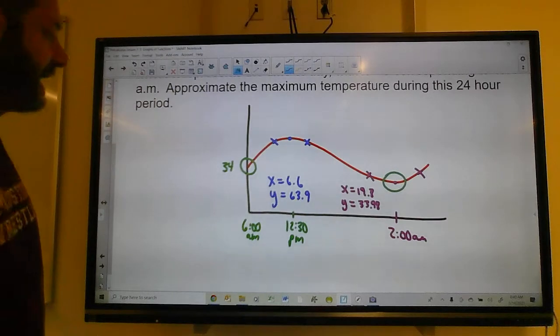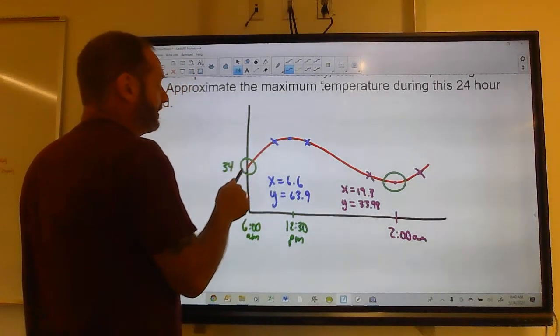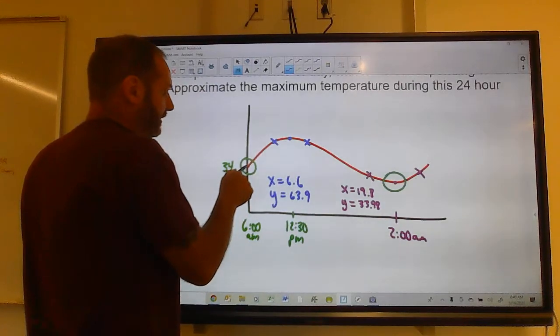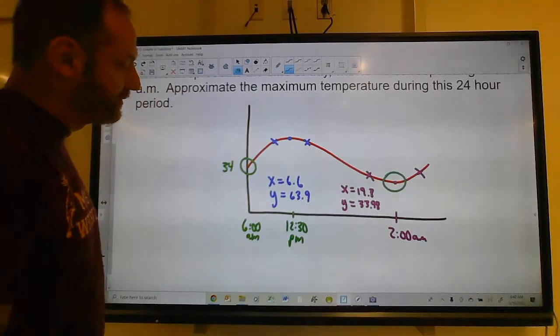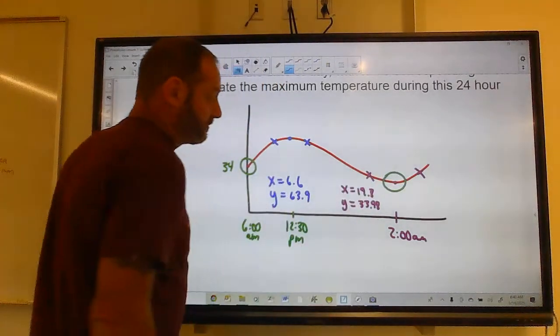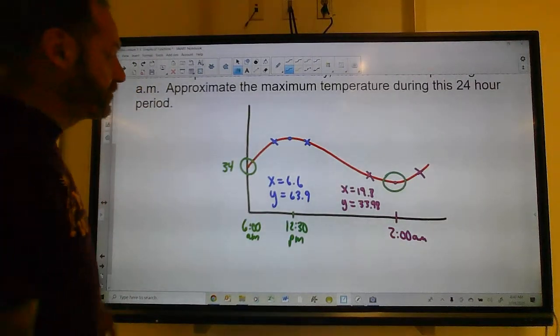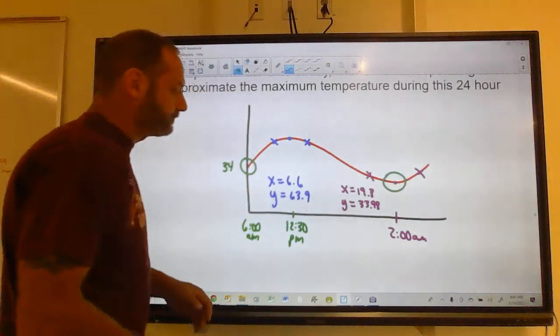Okay, so you have two minimums here. You have two relative minimums for sure. You have a relative minimum here at 34. You have a minimum at 33.98, which is probably just really 34. So you can say it has a minimum at 34, but it has two relative minimums, one here and one here, because they each have their own interval.